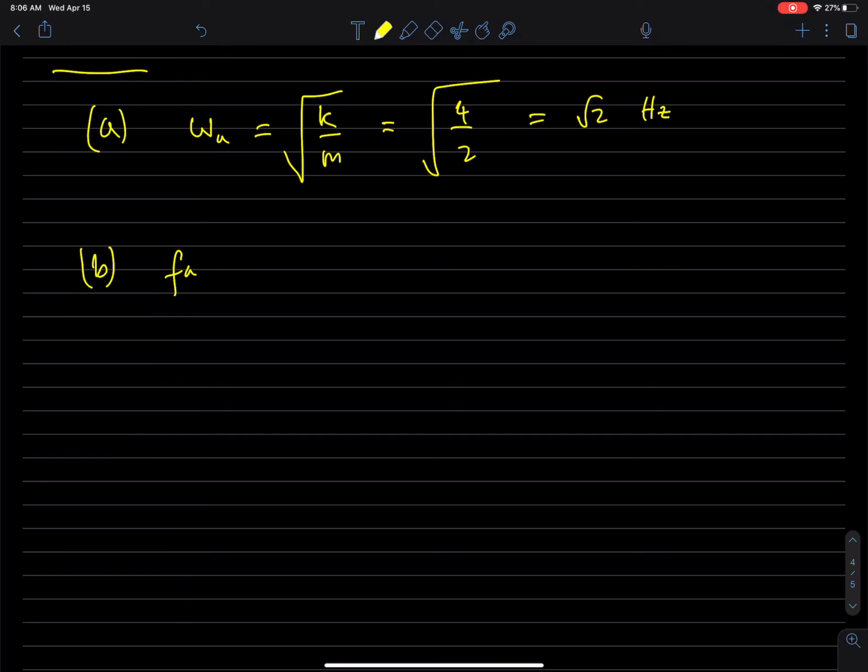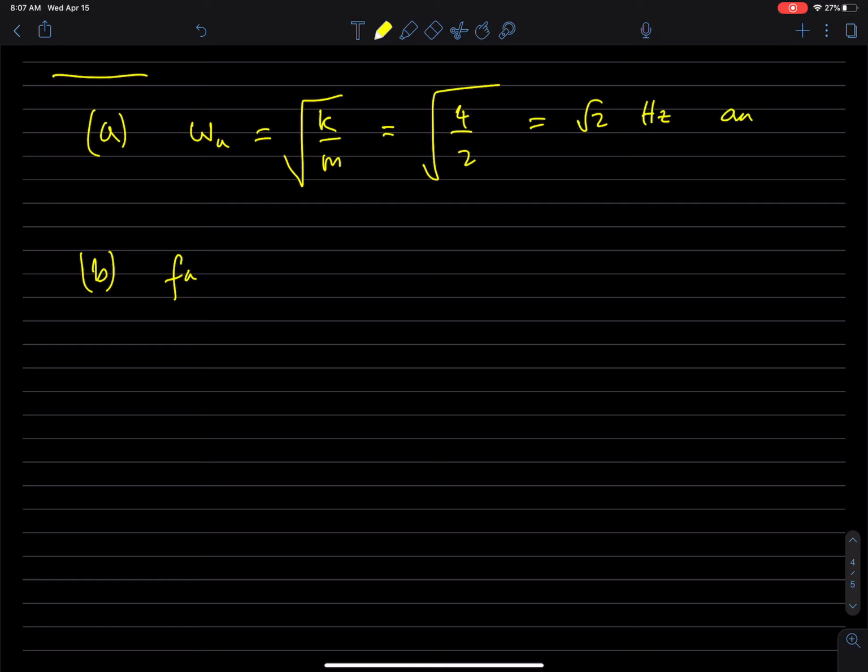I asked for the natural frequency in real time as opposed to the angular frequency. This is the angular frequency. So if you're asked this quantity, it's actually omega n by 2 pi, which is square root of 2 by 2 pi, which is whatever that is, okay? And that's also in hertz.